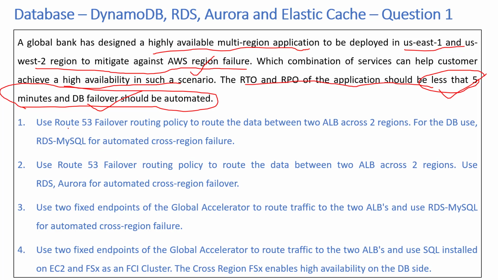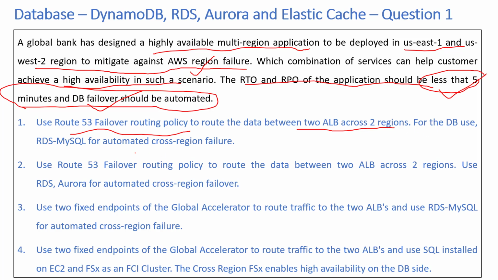The first one: use Route 53 failover routing policy to route data between two LBs across two regions. This will work well. You have two LBs across two regions and then the Route 53 failover routing policy. So if one region fails, then you can shift the traffic to another ALB. This should be good for the web and app tier. Now let's look at the database side.